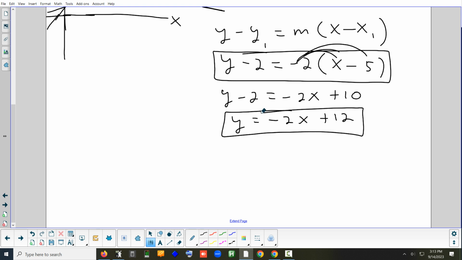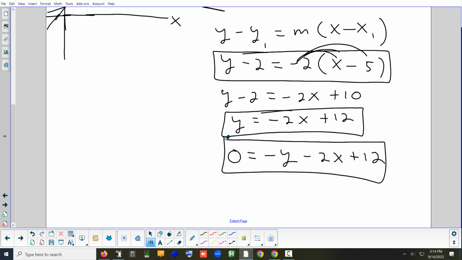And then another form you sometimes see, and we kind of did a little bit of this today, is when you put everything on one side and you get it equal to 0. We don't do it as much with lines, we do it more with quadratics, but you can do it with a line. So if I wanted 0 on this side, I could write the answer as negative y minus 2x plus 12. That's a third way you can write the answer.